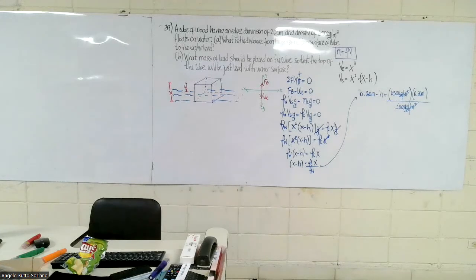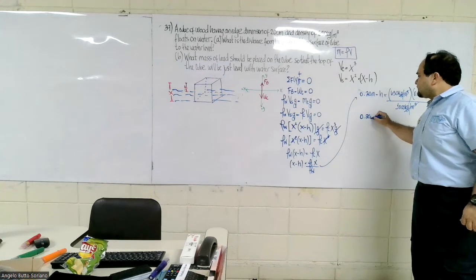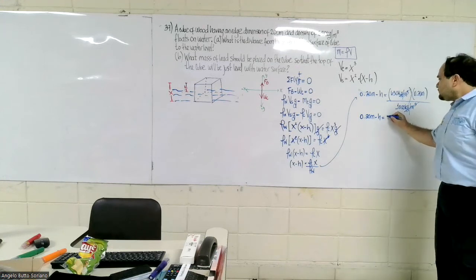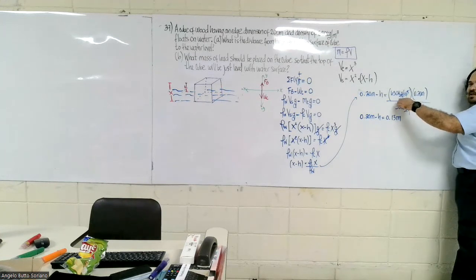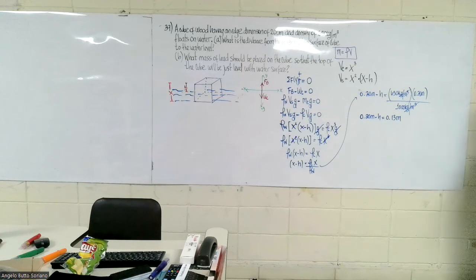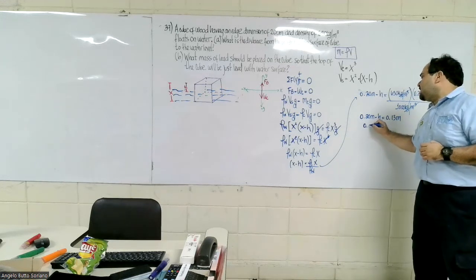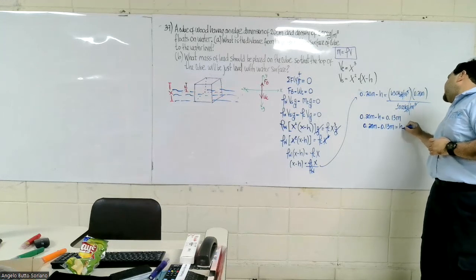Eso es 1000. 0.13, right? So we got 0.20 meters minus h equals 0.13 meters. Obviously, because we canceled kilograms per cubic meter, and we have only meters. And we have the easier part, right? Because this h is subtracting, passes to adding, this is adding, passes to subtracting.